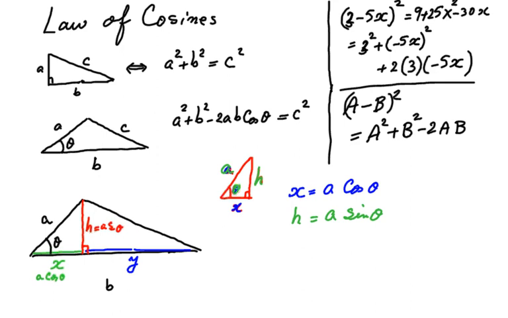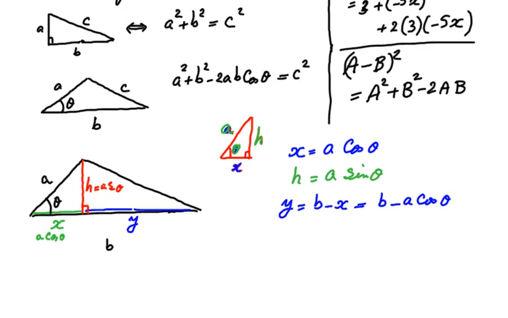Who's going to be Y? Now I ask, how about Y? Well, if this whole thing was B, and this part of it is X, then what's left for Y? Give me Y in terms of B and X. B minus X, and X is A cosine theta, so that's really B minus A cosine theta.